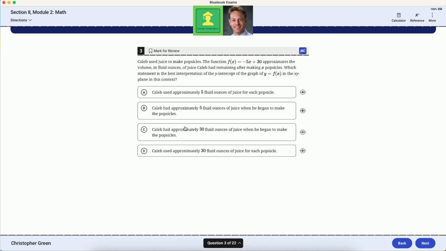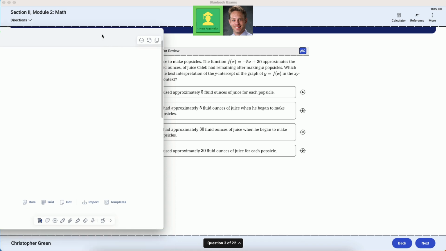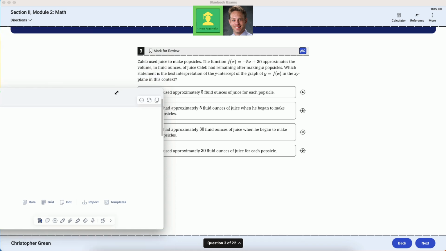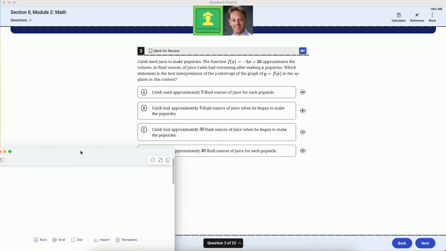Caleb used juice to make popsicles. The function that approximates the volume in fluid ounces of juice Caleb had remaining after x popsicles. Which statement is the best interpretation of the y-intercept of the graph of that in the xy plane? Well, if you wanted to make a simple sketch of this, let's use the units that they recommend. I'm going to try to move this out of the way for the purpose of drawing the picture.